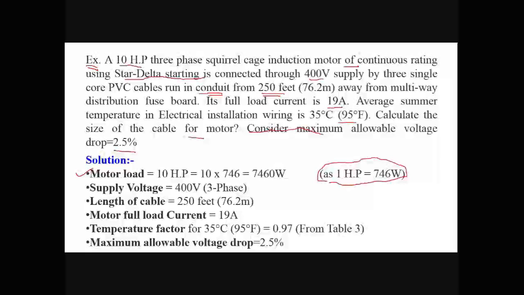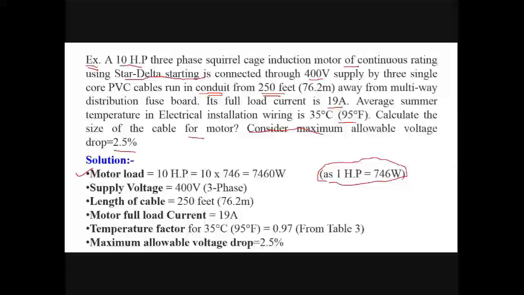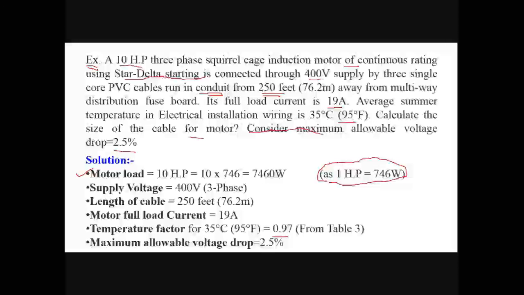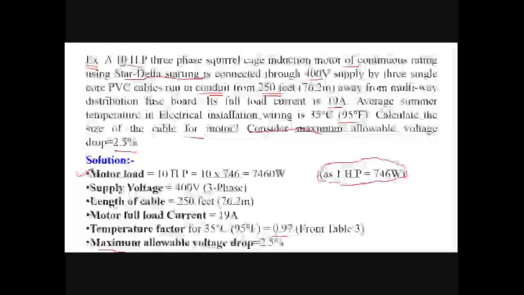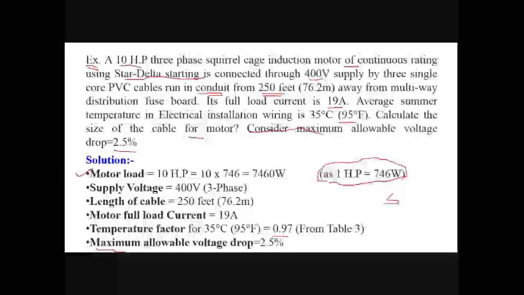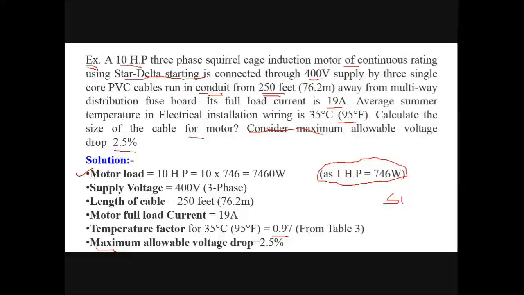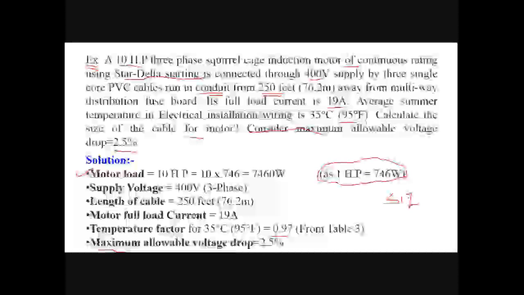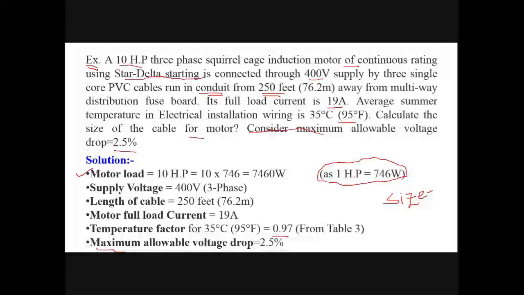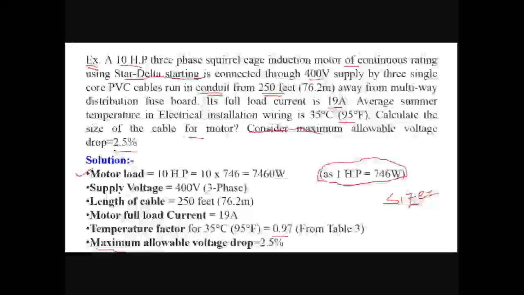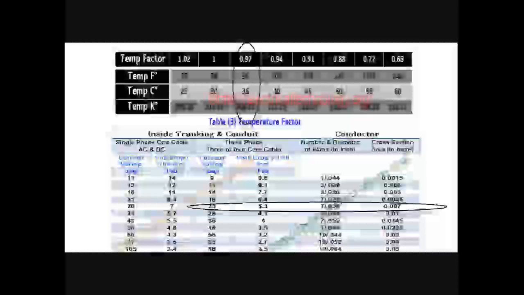The temperature factor is given for 35 degrees Celsius, and by looking at the table, the factor value is 0.97. We will show you this table particularly. They have given the maximum allowable voltage drop as 2.5%. And they ask for the size of cable used particularly for the motor. This is the quantity we are interested in finding, and our subject is estimation and costing, under which we are taking this numerical practice.